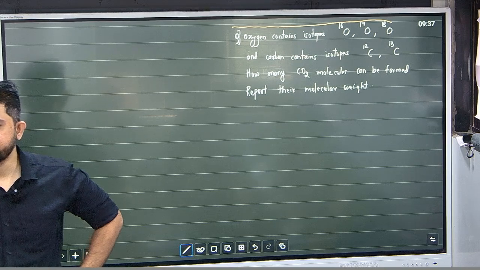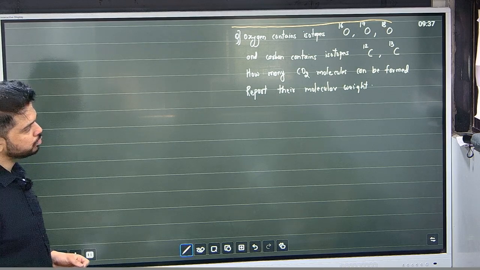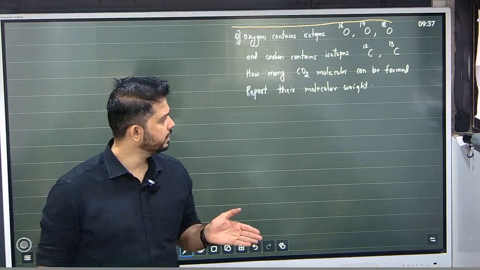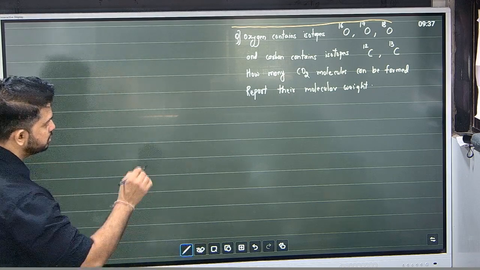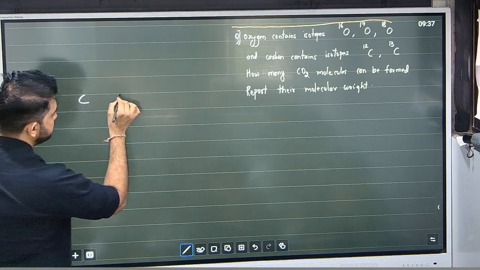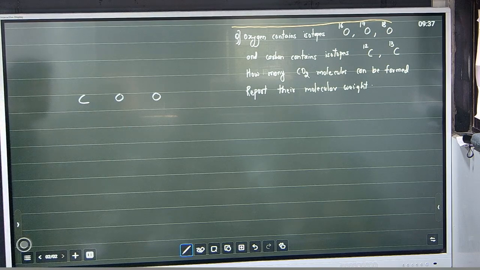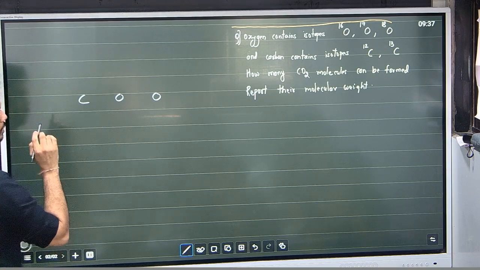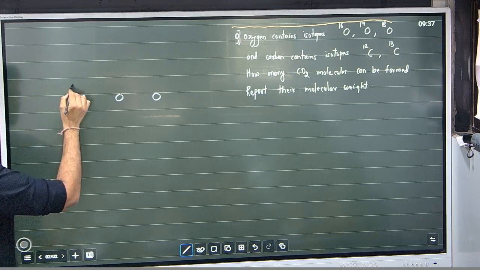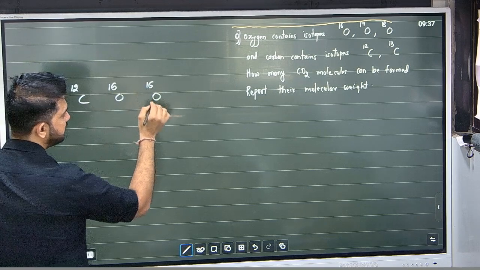Okay, so carbon contains isotopes 12 and 13, and oxygen contains isotopes 16, 17, 18. How many different CO2 molecules can we form? This is the question asked. So what are they trying to ask? See, for CO2 I have carbon, oxygen and oxygen. Which is the first isotope of oxygen? Oxygen 16. And the first isotope of carbon? So the first CO2 molecule can be made from the carbon 12 isotope, and which isotope of oxygen can we use? 16 and 16.